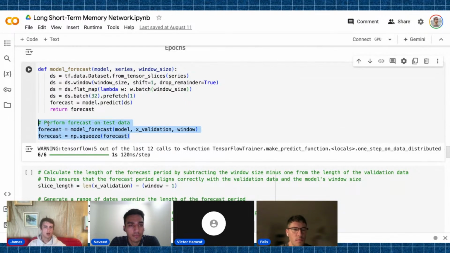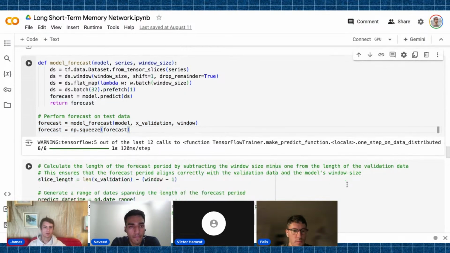This runs the forecast. As Naveed was saying, this is an open loop model, which means it's always going to predict the next day based on the last 7 actual days of data. It's never going to use its own prediction for tomorrow to predict the day after tomorrow. You could make a closed loop model that does that. It would be much less accurate, of course, but it would allow you to predict further into the future. So we're just using the open loop.